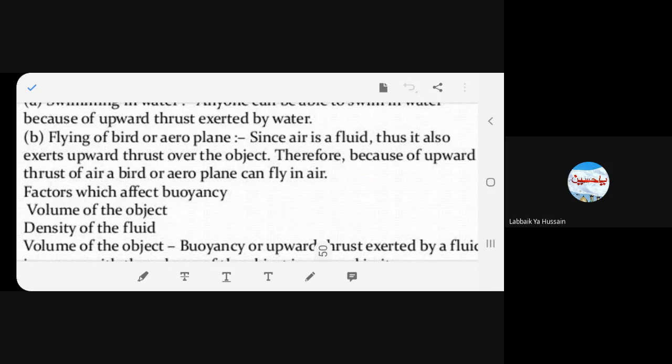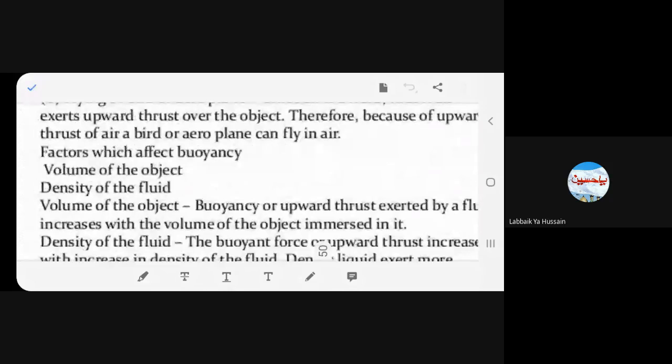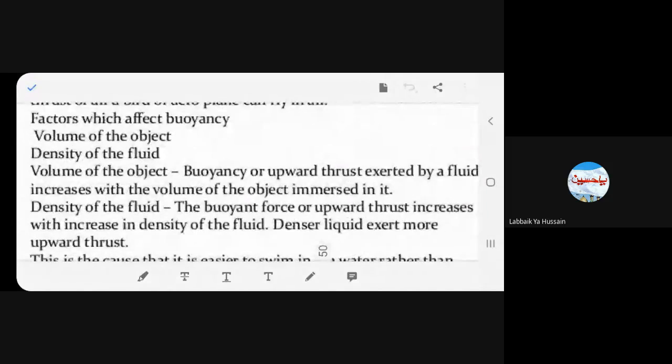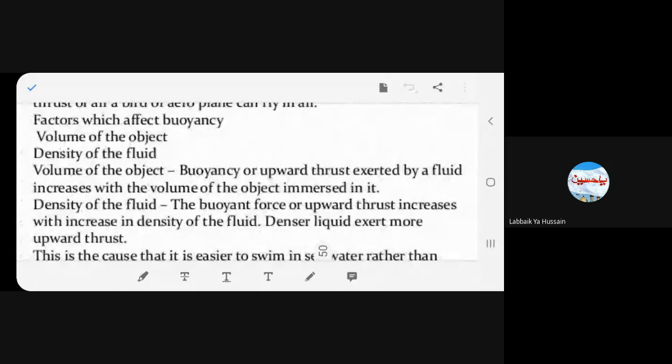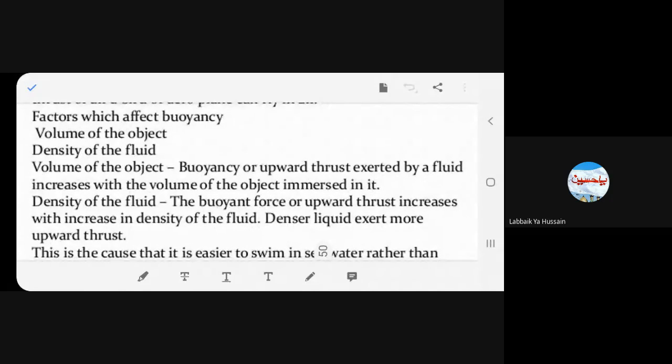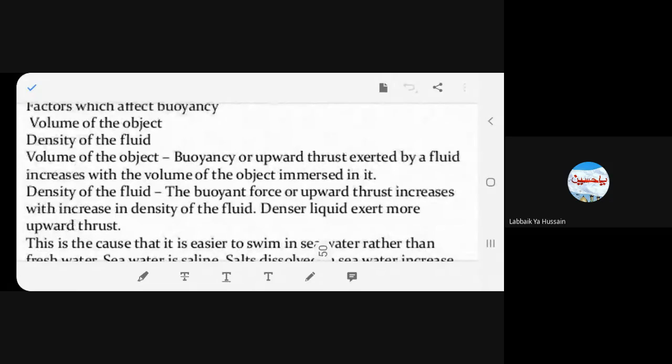Okay. Let's see what are the factors which affect buoyancy. Density of the fluid, that means how thick it is. Is it water or is it oil? So oil is more dense than water. Next, volume of the object. Upward thrust exerted by a fluid increases with the volume of the object immersed in it. That means if the volume is more, buoyancy will be more.